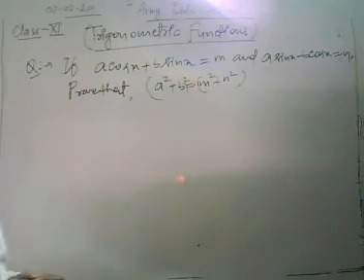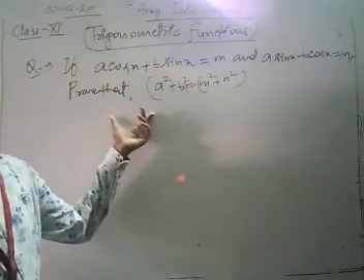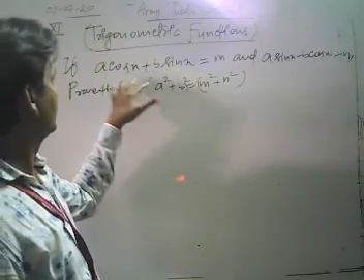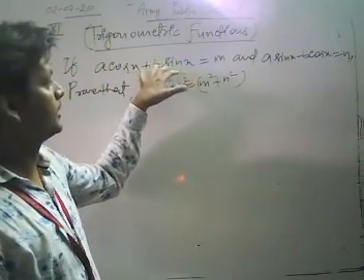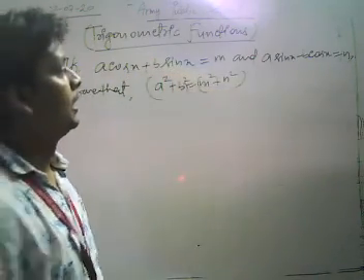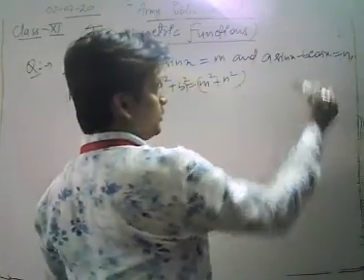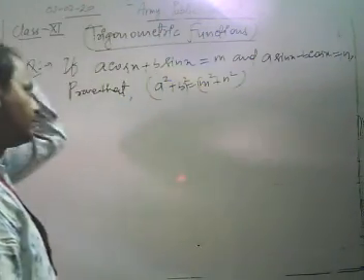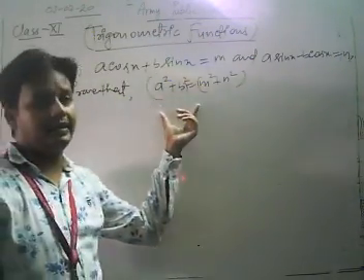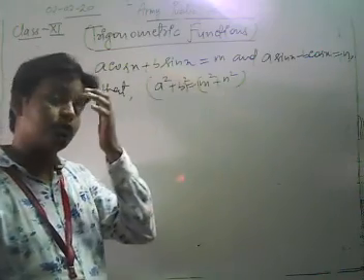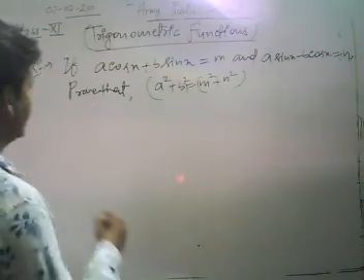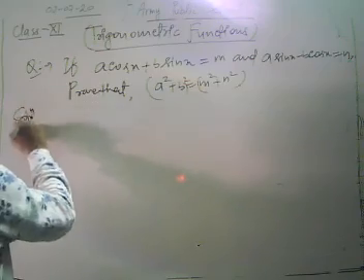Okay, this is what we have to prove. This is our question. In that question, the value of a cos x plus b sin x is equal to m, and the value of a sin x minus b cos x is equal to n. Prove that a square plus b square is equal to m square plus n square. Now let's see its solution.